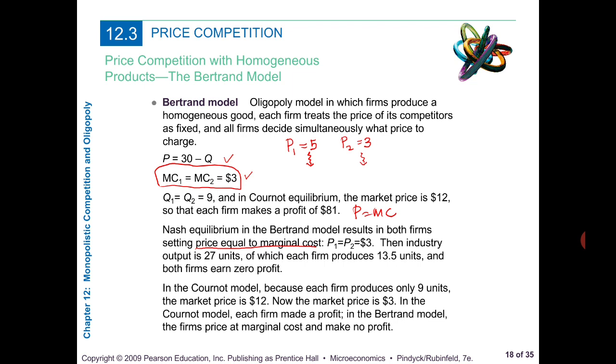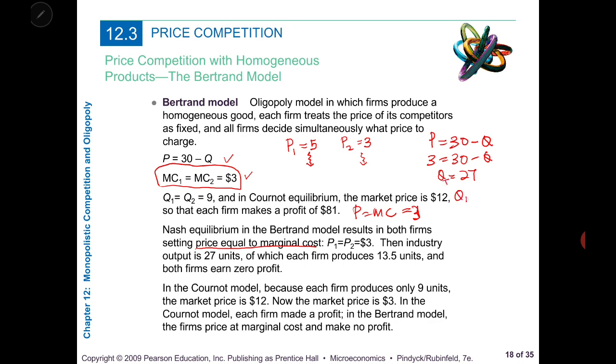Okay, so let's see if price equals 3 now. We know that price equals MC and therefore equals 3. For both firms, they will adopt the same price. So bring back P equals 30 minus Q: 3 equals 30 minus Q, Q equals 27. And this is the Q for the market.